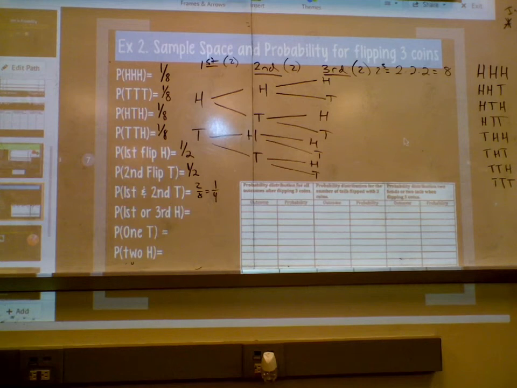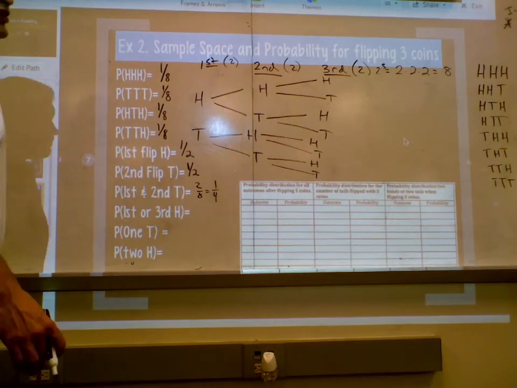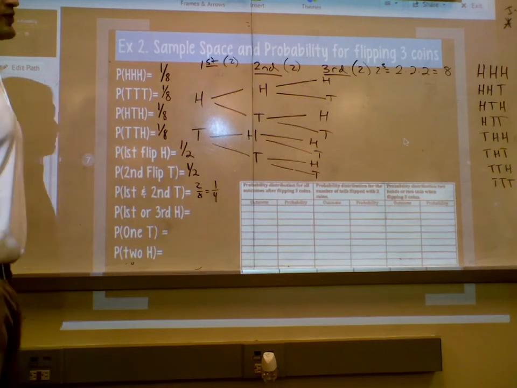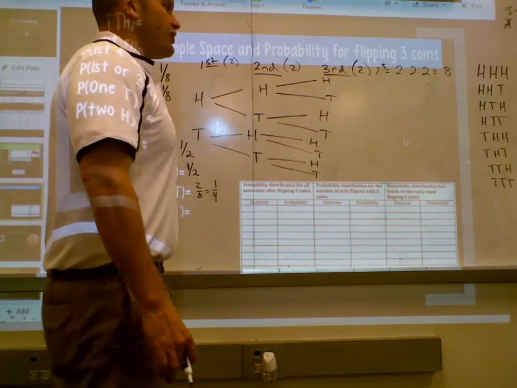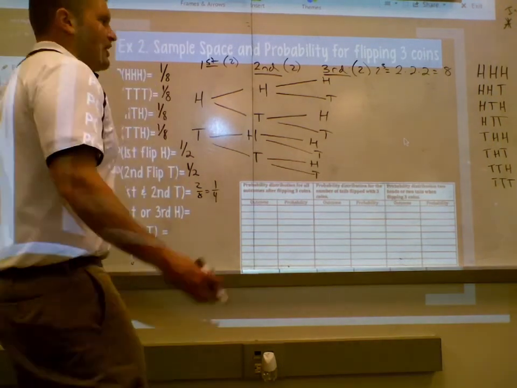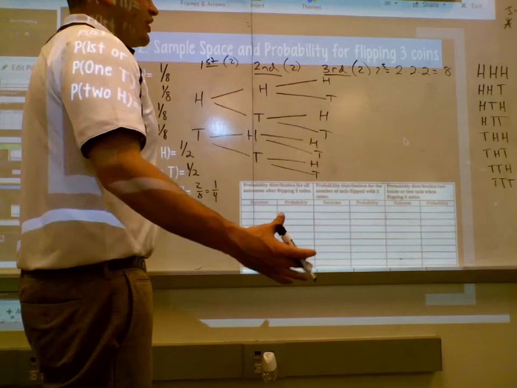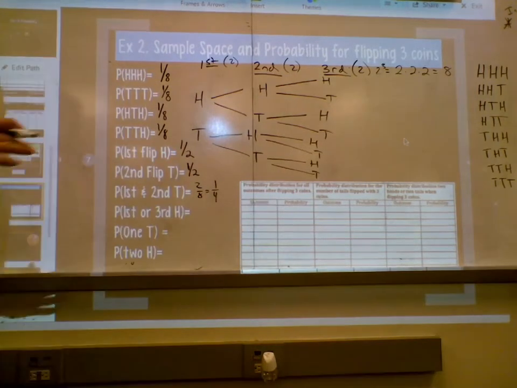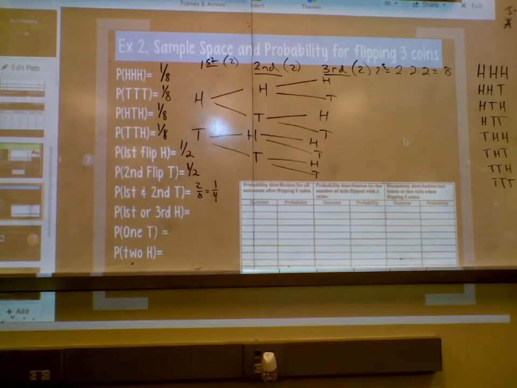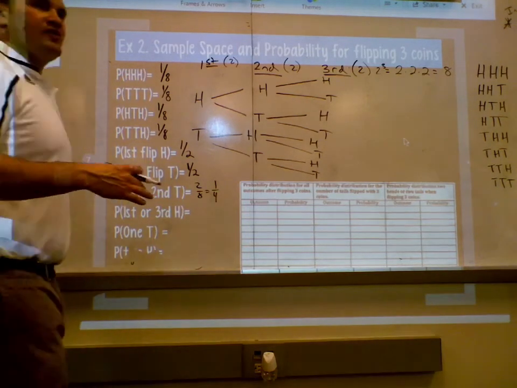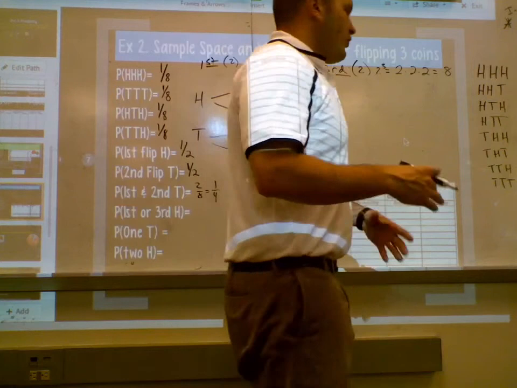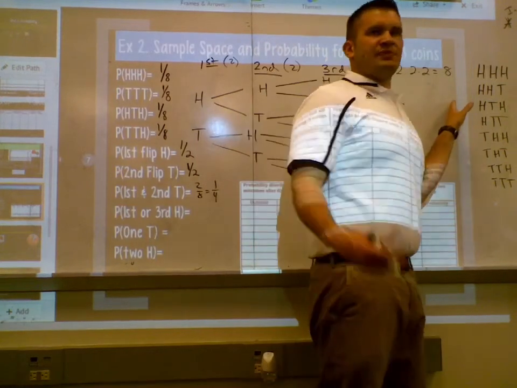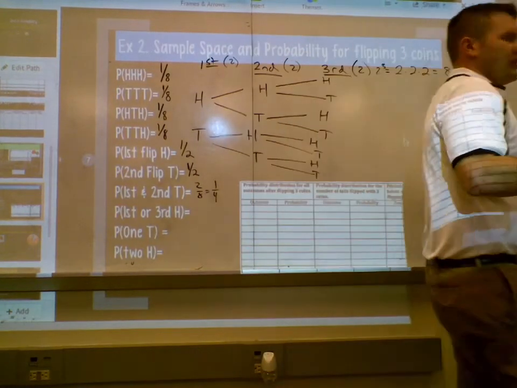Yep. First or third is H. Okay? First or third is H. So that means my first or my third is H. Can I count the ones that have both first and third twice? No, I can't. Okay? So to do this one, I would focus more on my sample space than on my tree diagram, because I think the tree diagram will get confusing.